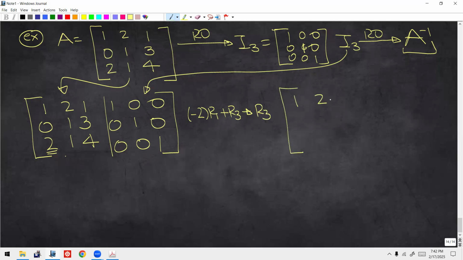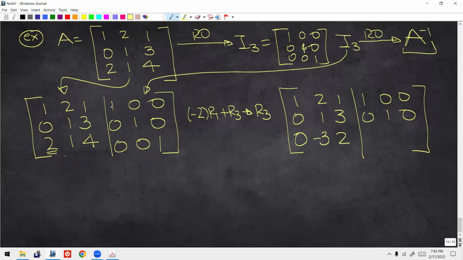We have the first 2 rows unchanged in both the matrices. Okay, so we get 0, 1, 3, 0, 1, 0. This becomes a 0. 2 times -2 is -4. -4 plus 1 is -3. 1 times -2 is -2. -2 plus 4 is 2. 1 times -2 is -2 plus 0 is -2.